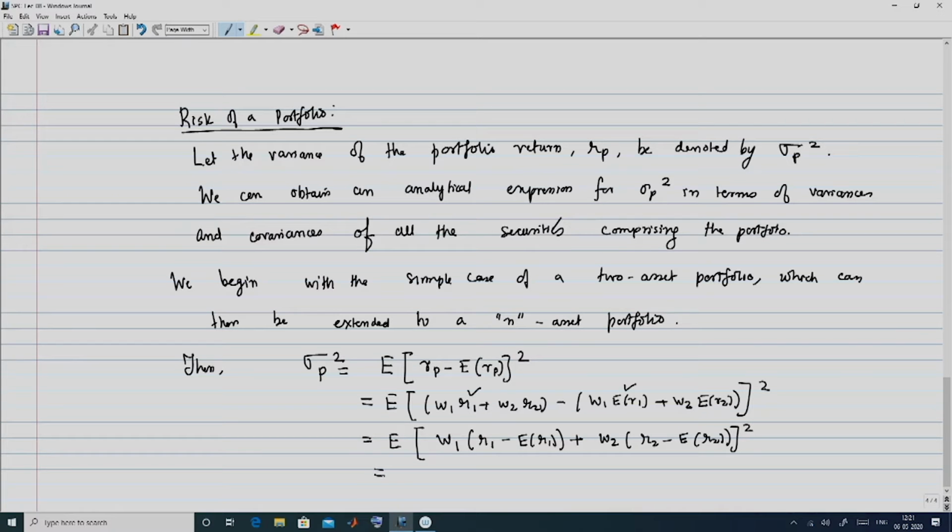Alright. So, now this can be rewritten as E of W 1 square into R 1 minus E of R 1, square, plus W 2 square into R 2 minus E of R 2, square, plus twice W 1 W 2 into R 1 minus E of R 1, into R 2 minus E of R 2.